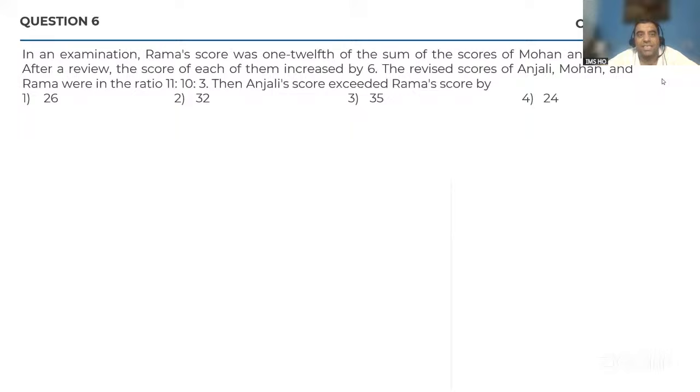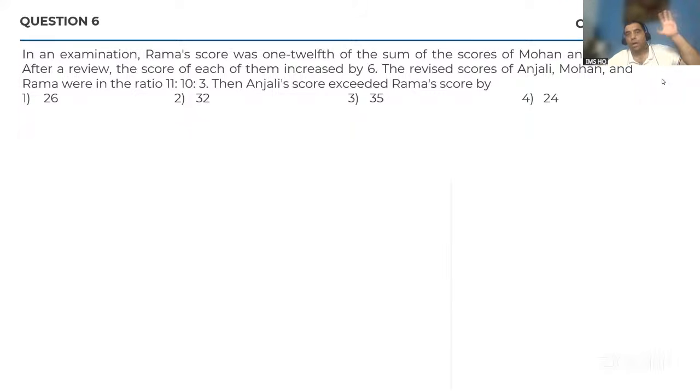2019. In an examination, Rama's score was 1/12 of the sum of the score of Mohan and Anjali. 1/12. So whatever Mohan and Anjali put together have got, Rama has got this. After a review, the score of each of them increased by 6. The revised scores were in the ratio 11:10:3. Then the Anjali score exceeded Rama's score by how much? Right? Due to paucity of time, I may not be able to give you too much time. I'll be doing it.